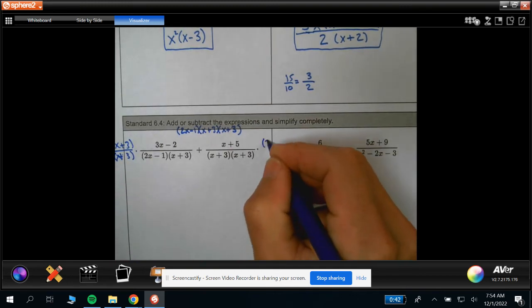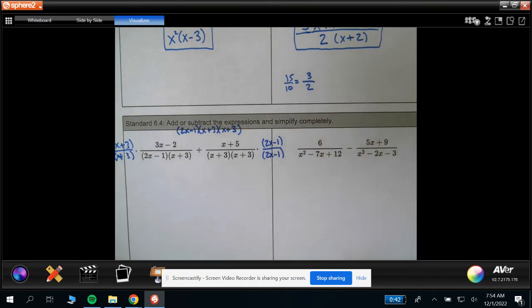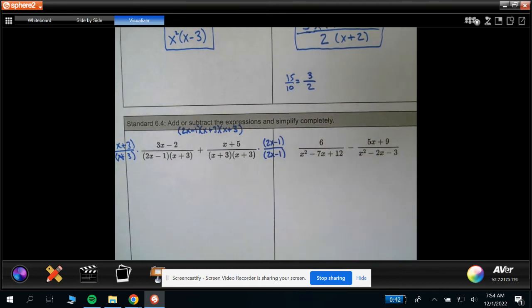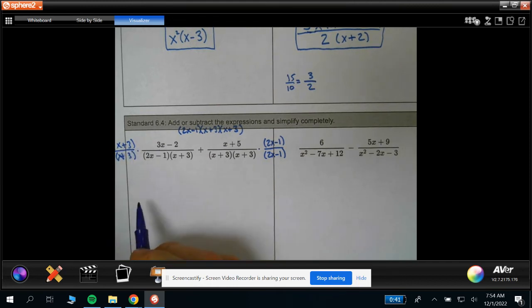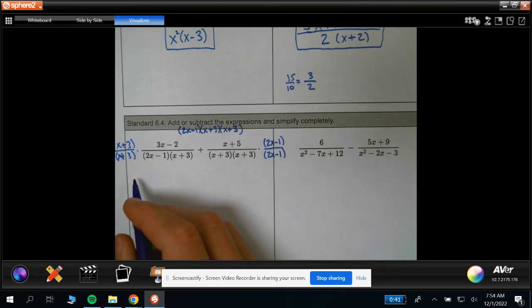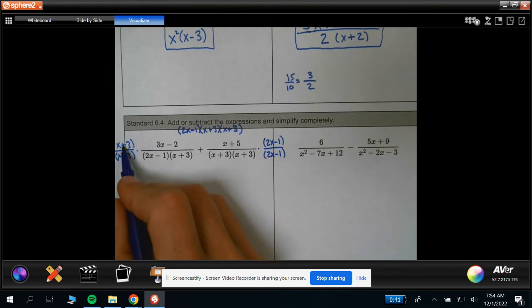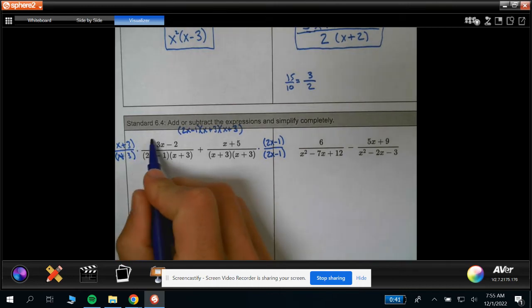The 2x minus 1. I'm going to multiply the top and the bottom by 2x minus 1. And let's see what happens. So on this side, I'm going to get x plus 3 times 3x minus 2. When I do that, x plus 3 times 3x minus 2.